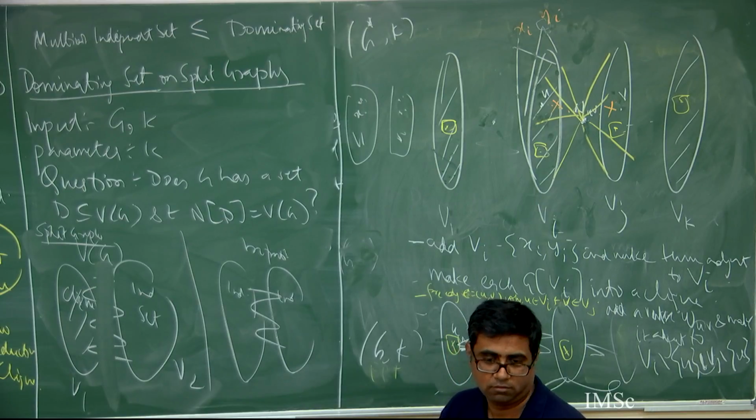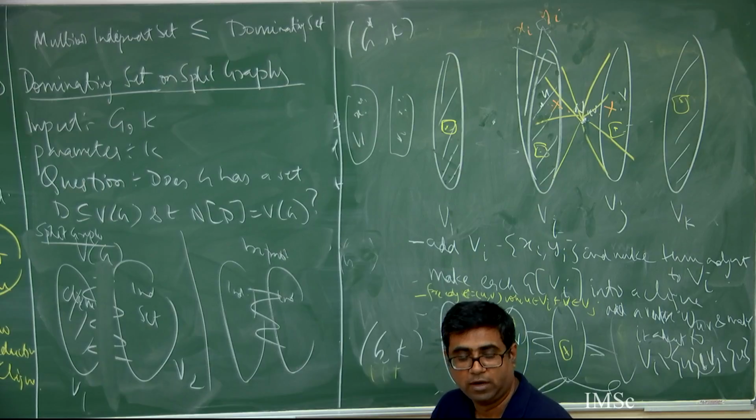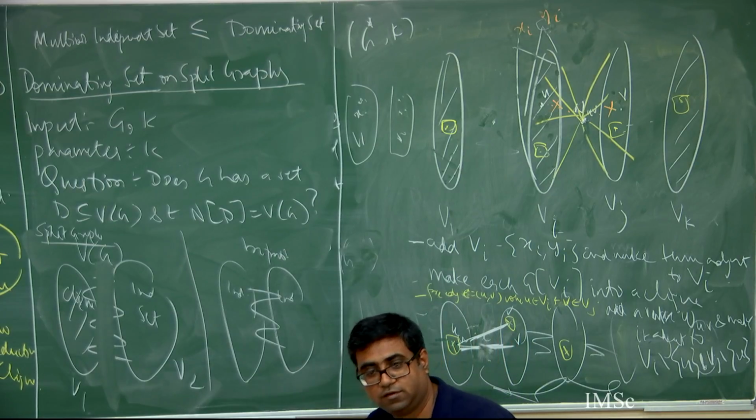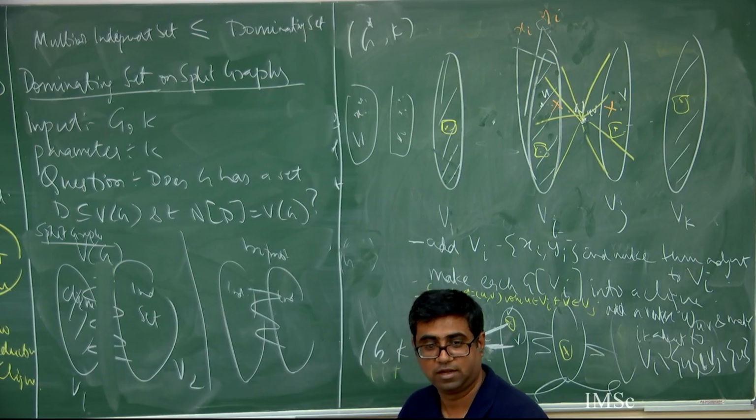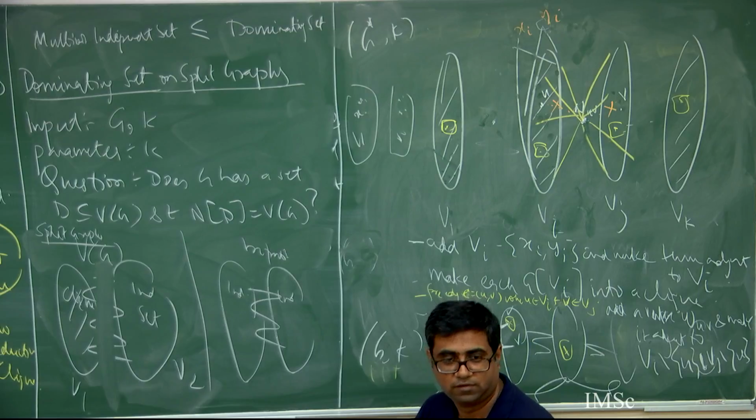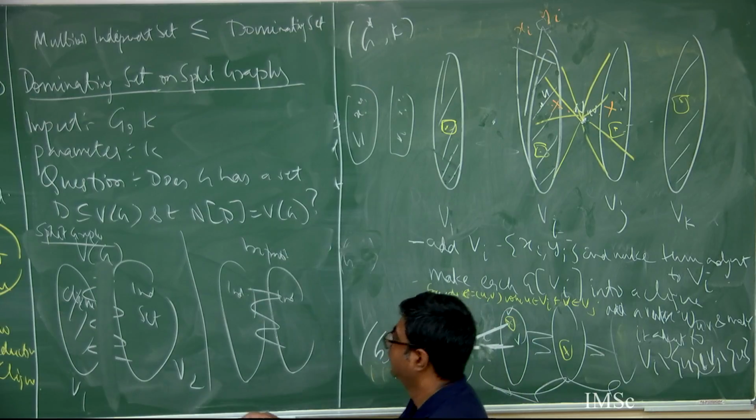So at least we cannot show that independent set is hard on split graphs, and hence trying to do that is not possible. Right? So at least this is not going to happen. Okay, fine.